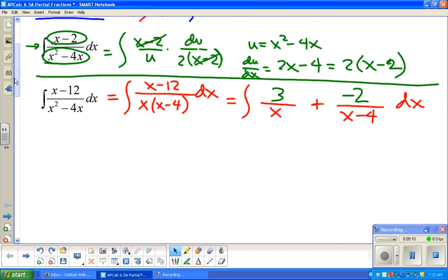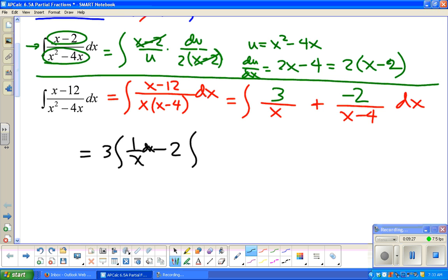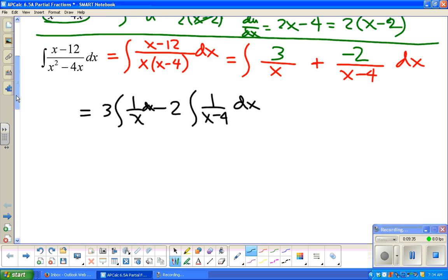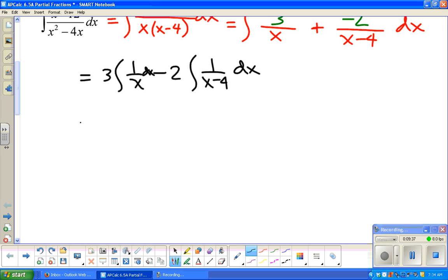Okay, so how does that help us? I mean, that was the new thing right there. What we just did was the new thing. All right, so I'm going to take this newfound sum of two fractions and split it up. I'm going to write 3 times the antiderivative of 1 over x, times the, I need a dx in there, minus 2 times the antiderivative of 1 over x minus 4 dx. Okay, and these are fairly straightforward to do. So 3 natural log of x minus 2 natural log of x minus 4.